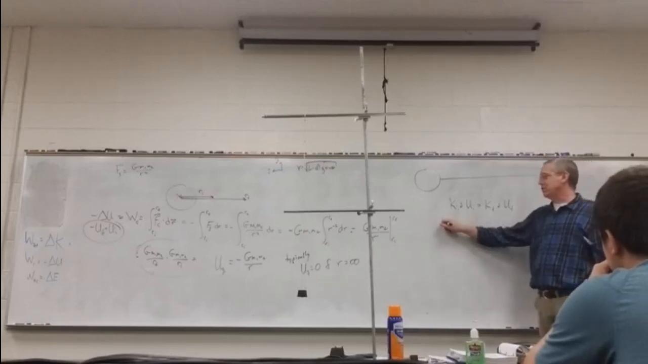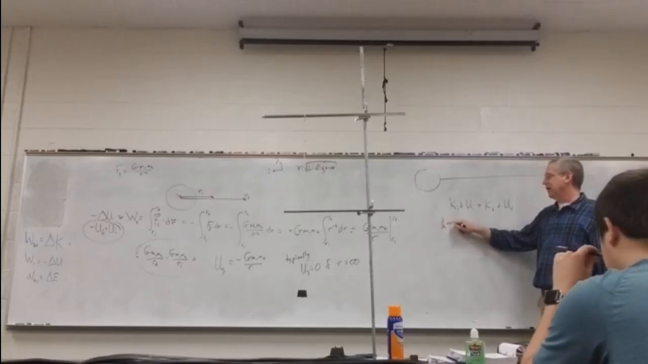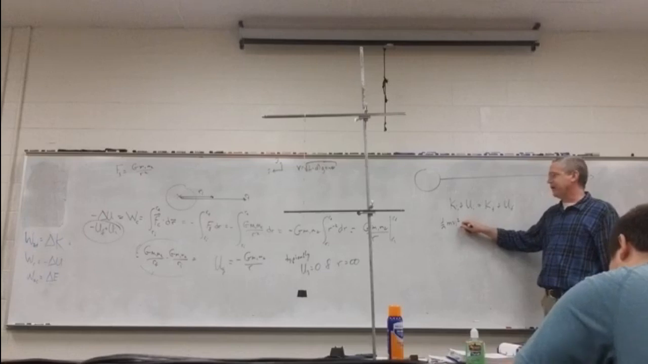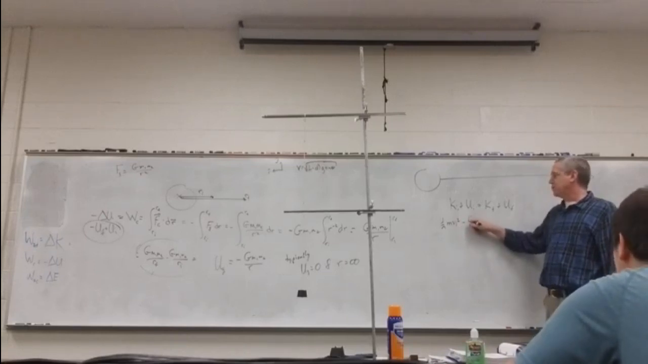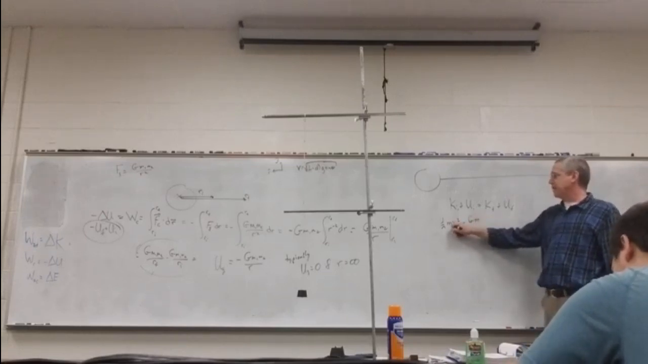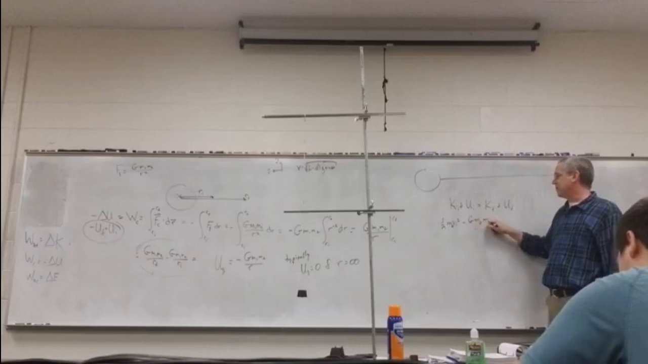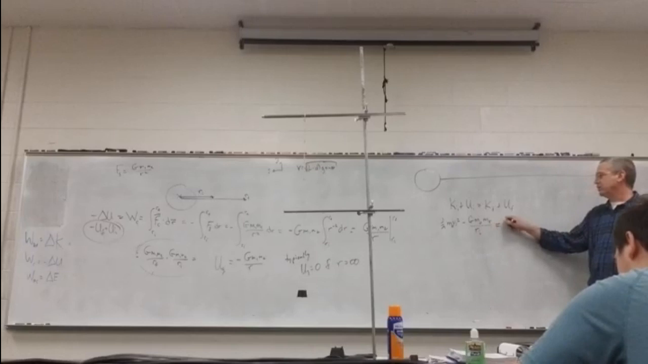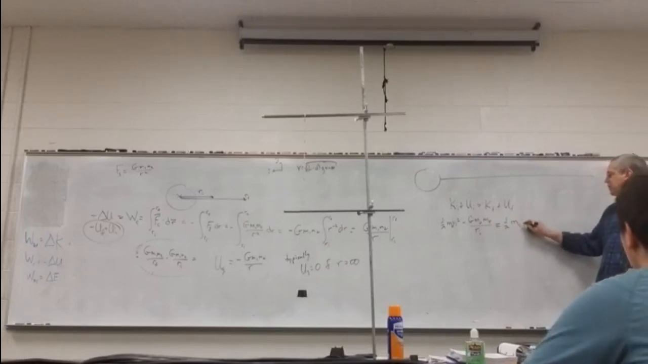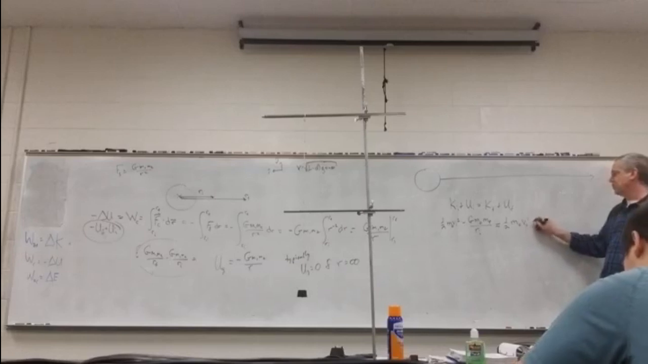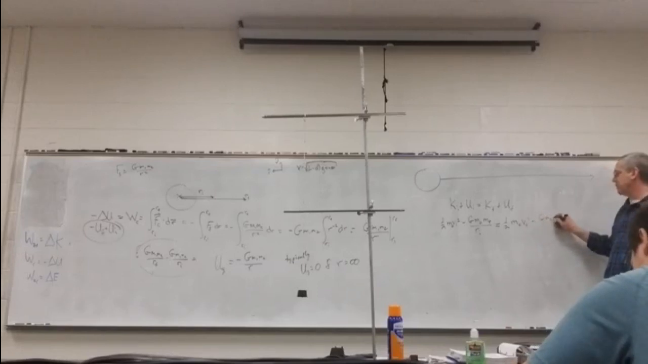You've done it many times before, so I'll just go ahead and assume that you will say it beautifully if I asked you. Minus G mass, this is mass of the object, mass of the planet over R initial is equal to 1/2 mass of object times final speed of object squared minus big G mass of object, mass of planet over R final.